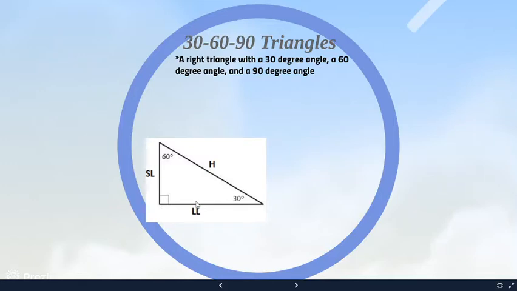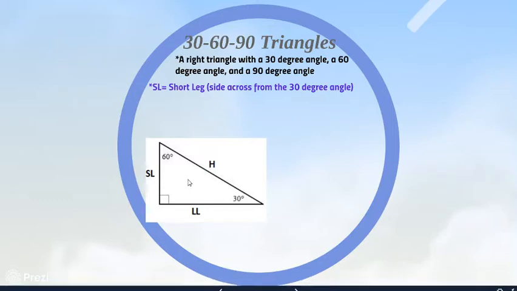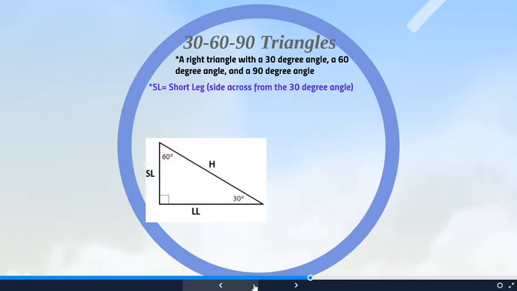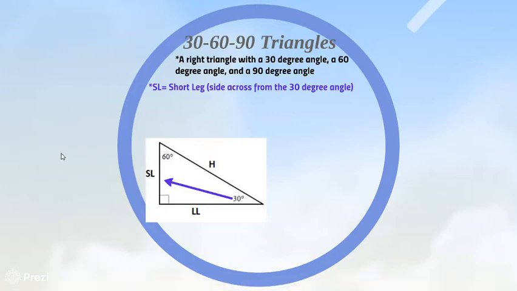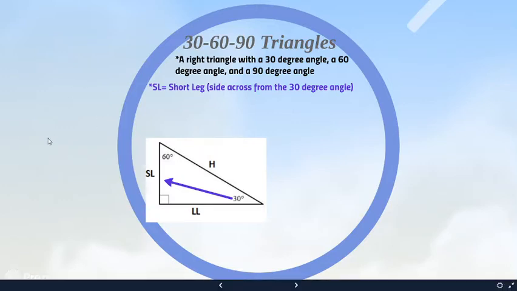Okay, so in this triangle, we have three different parts. One of the parts is called the short leg, which I've called the SL. And that is the side directly across from the smallest angle in the right triangle, which in this case is the 30-degree angle. So the short leg is always going to be the side directly across from the 30-degree angle. Okay, and it's also a leg on the triangle because it makes up one of the sides of the right angle.